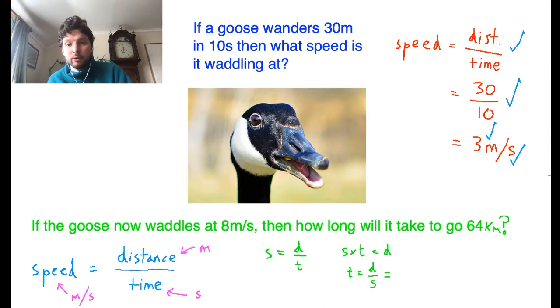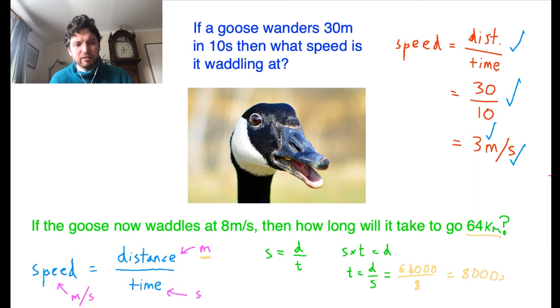from the question. In the question, this is your distance, but it's in the wrong units. So you need to convert it to the right units, which are meters. So instead of writing 64, you've got to write 64,000. And then divide by the speed. So the speed is 8 meters per second, and that's in the right units. So you just pop that in. So 64,000 divided by 8 is going to give you 8,000 seconds.